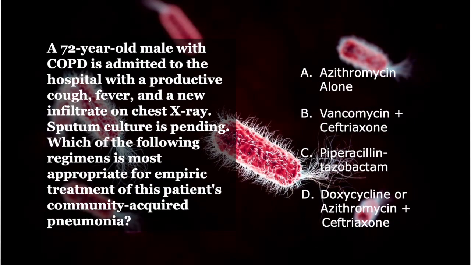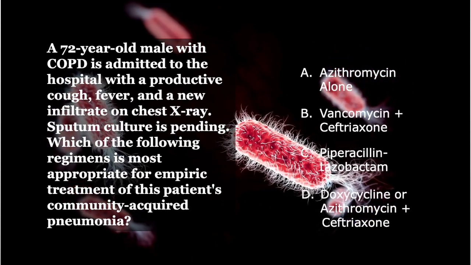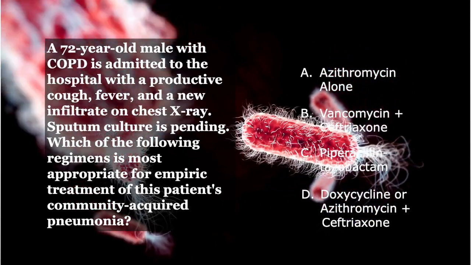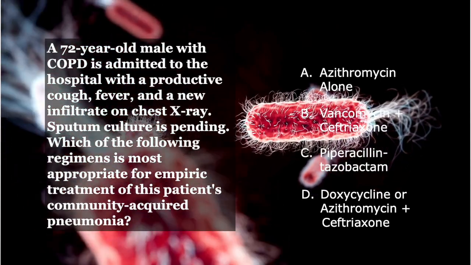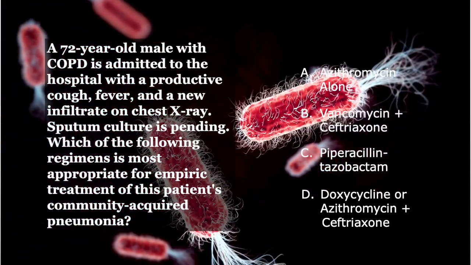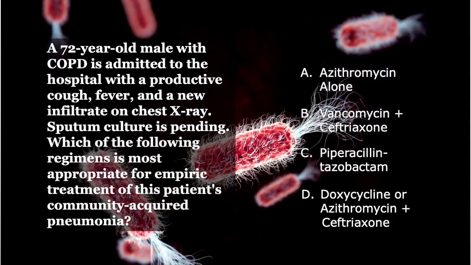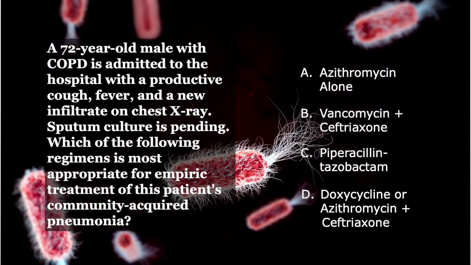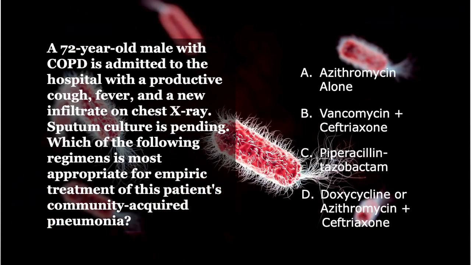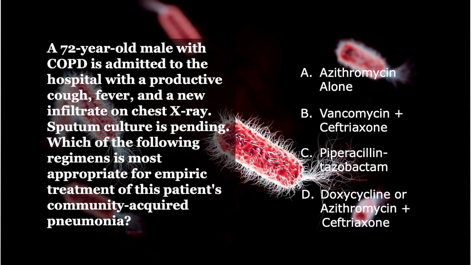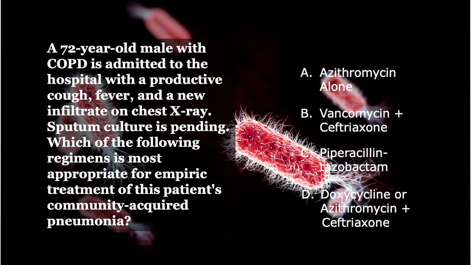Next, we have a 72-year-old male with COPD who is admitted to the hospital with a productive cough, fever, and new infiltrates on the chest x-ray. Sputum culture is pending. Which of the following regimens is the most appropriate for empiric treatment of this patient's community-acquired pneumonia? A, azithromycin alone. B, vancomycin plus ceftriaxone. C, Zosyn. D, doxycycline or azithromycin plus ceftriaxone.